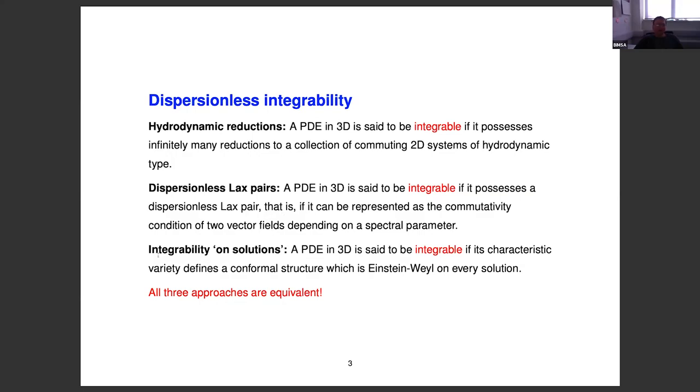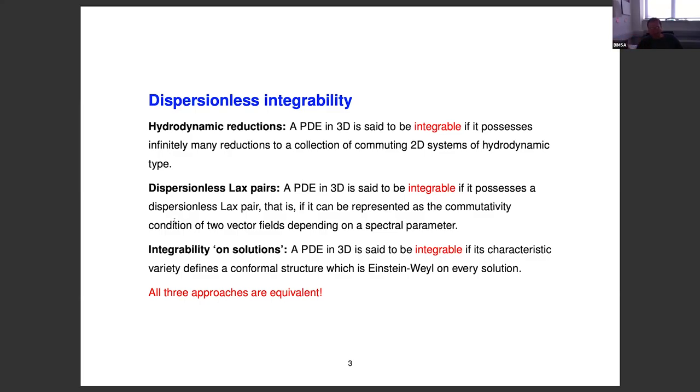And finally, integrability on solutions. We say that a PDE in 3D is integrable if its characteristic variety defines integrable conformal geometry on every solution, namely Einstein-Weyl geometry for second-order PDEs. And remarkably, all these approaches are equivalent and they are efficient. All of them are efficiently verifiable.